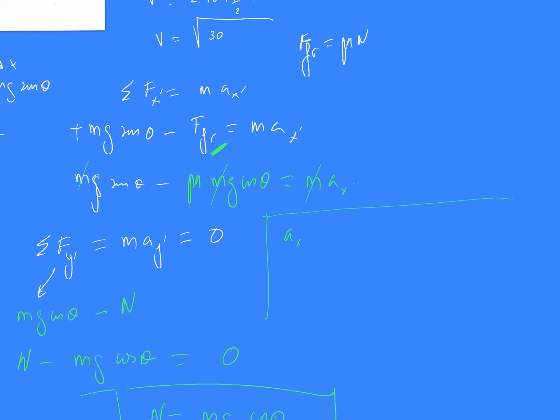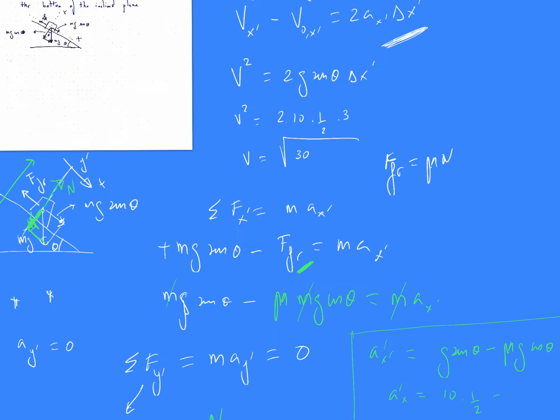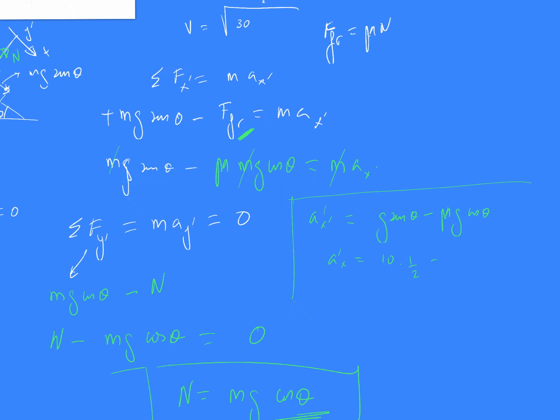So a x prime will be g sine of theta minus mu g cosine of theta. Perfect. I know g, I know mu, I know theta, so I can find a x prime. It will be 10 times 1/2, sine of 30, minus mu, which says 0.3, times 10 times cosine of 30, square root of 3 divided by 2. You find a x prime.